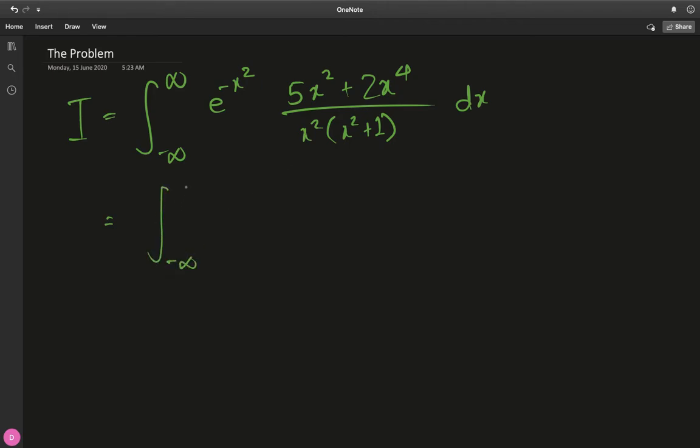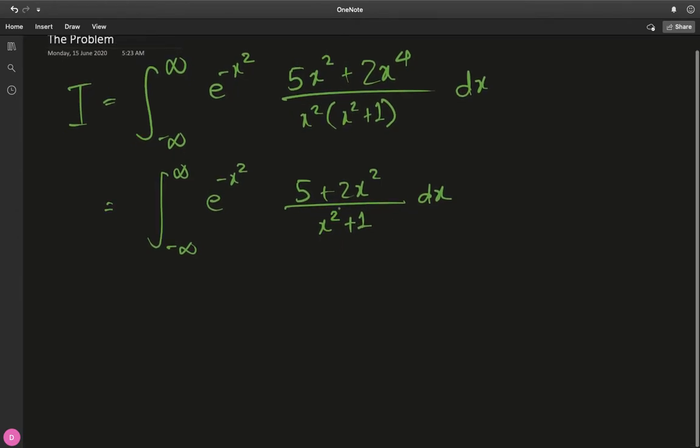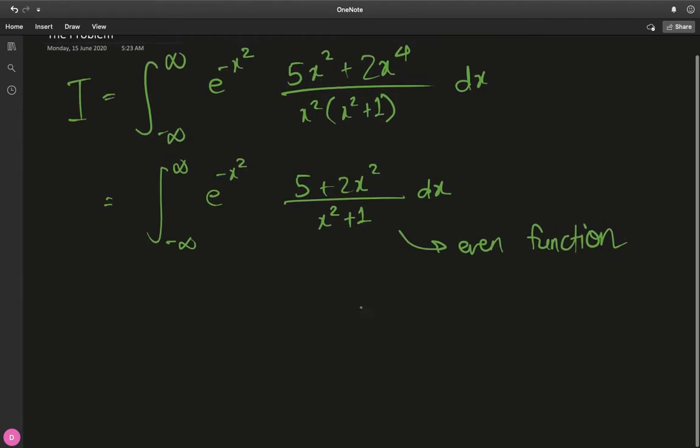So we have the integral from negative infinity to positive infinity of e raised to negative x squared times (5 plus 2x squared) divided by (x squared plus 1) dx. We just removed the factor of x squared from the numerator. And notice another fact, that this integrand is an even function. That means even over the negative region.